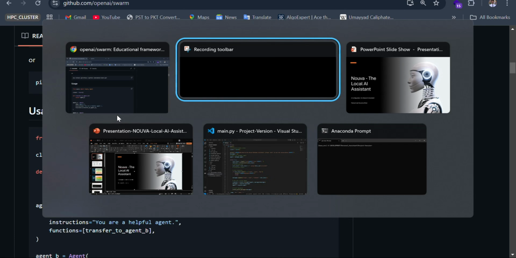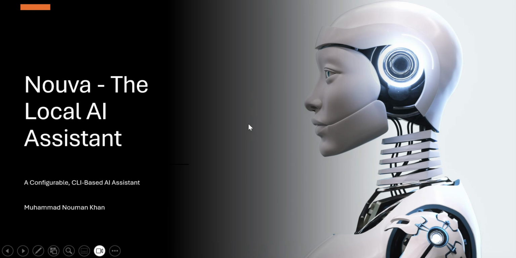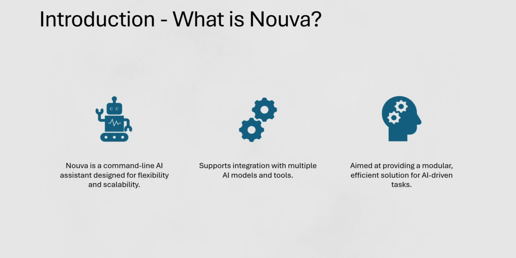Let's first of all dive into the presentation. So here's the presentation I created. If you see what is Nova, Nova is a command line AI assistant designed for flexibility and scalability. It supports integration with multiple AI models and tools, and aims to provide a modular, efficient solution for AI driven tasks.